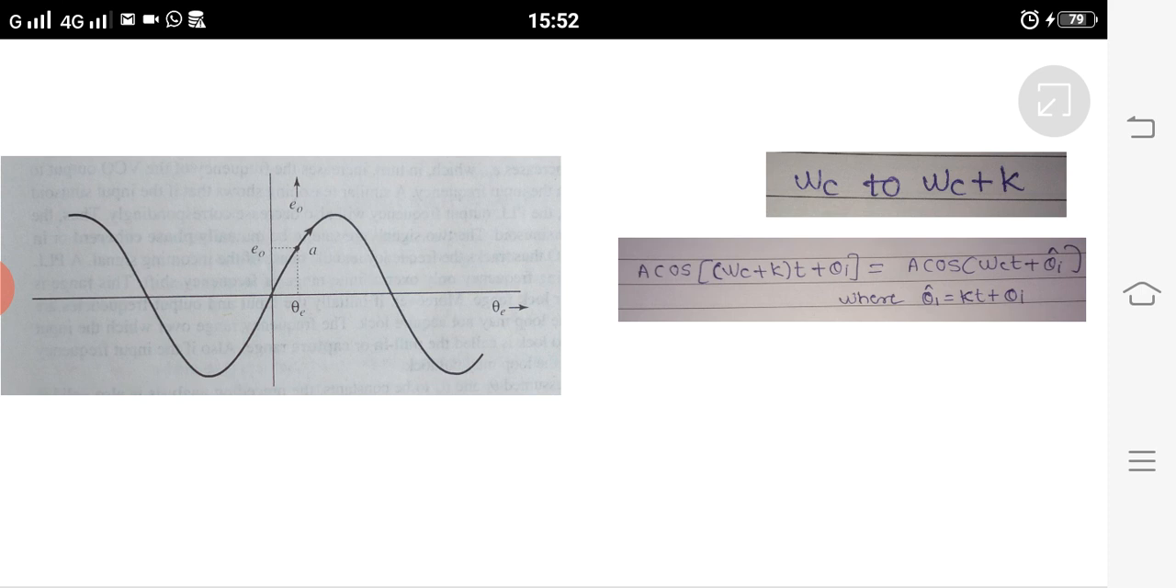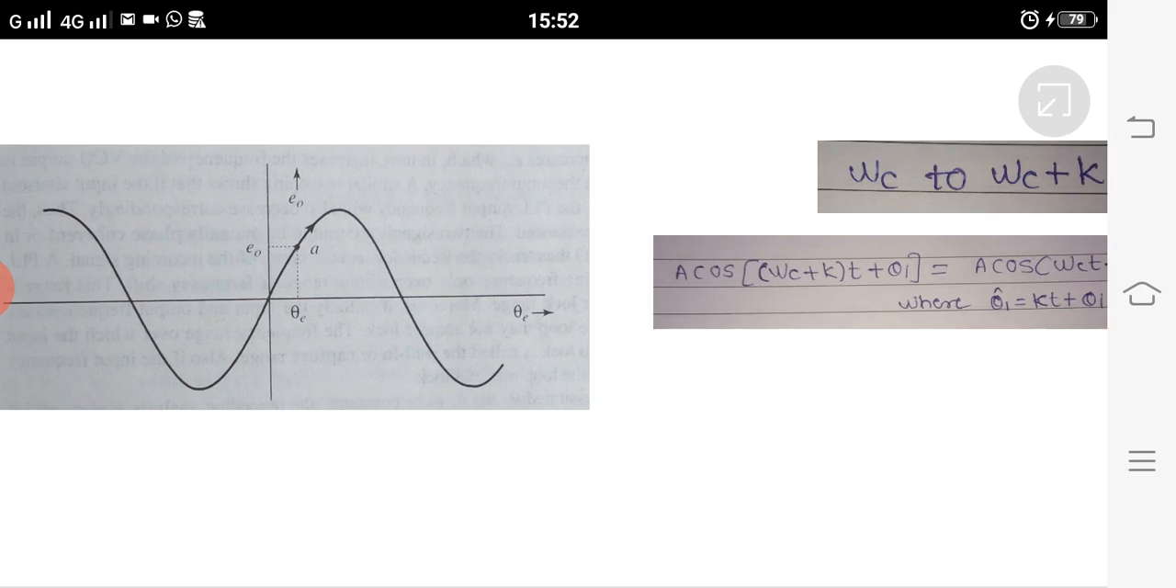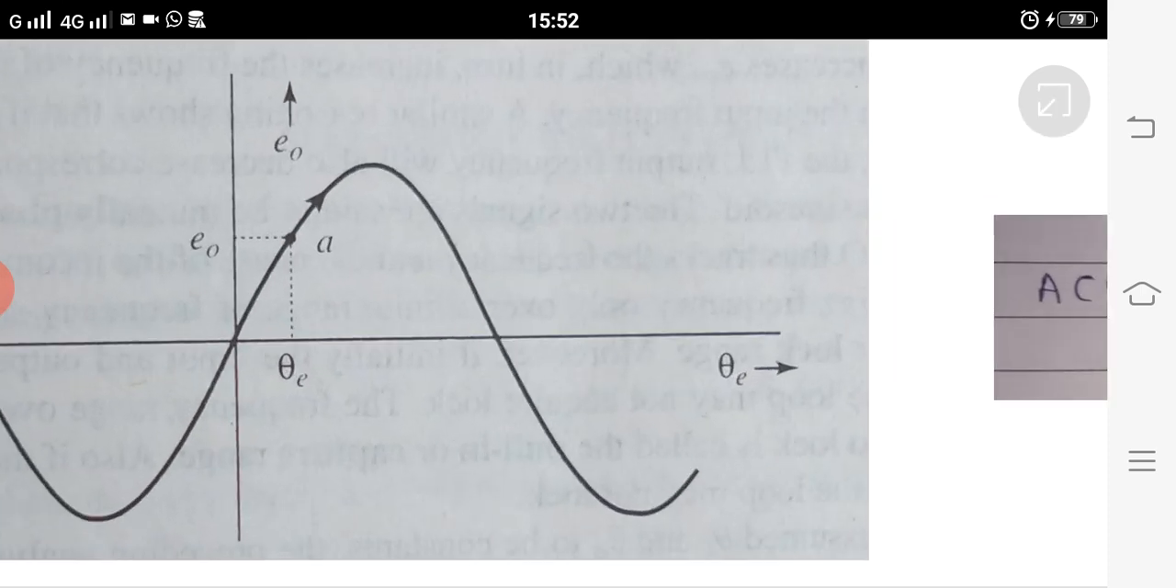Now this figure is a typical operating point A, which we are observing, and the corresponding value of E naught and theta I on this particular E naught and theta I plot.